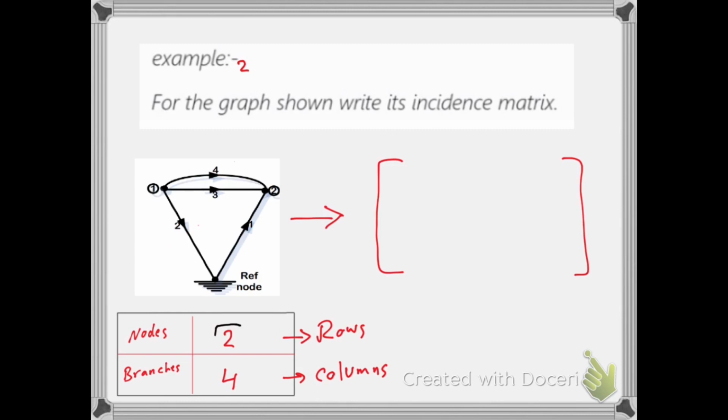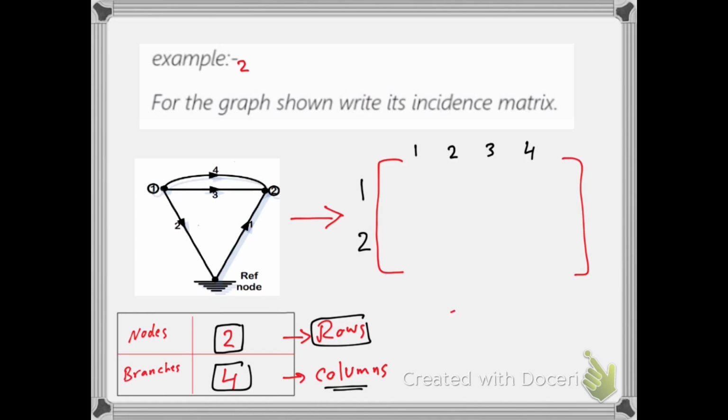Remember, the number of nodes represents the number of rows. That means I have row 1 and row 2. And the number of branches represents the number of columns. That means I have column 1, branch 1, column 2, branch 2, column 3, which is branch 3, and column 4, which is branch 4.